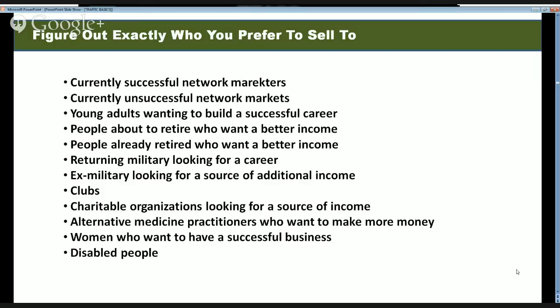So for example, some clubs sell Christmas trees. That's how they make money. You can offer that club something that is a way for them to make money on an ongoing basis and keep their club going forever.